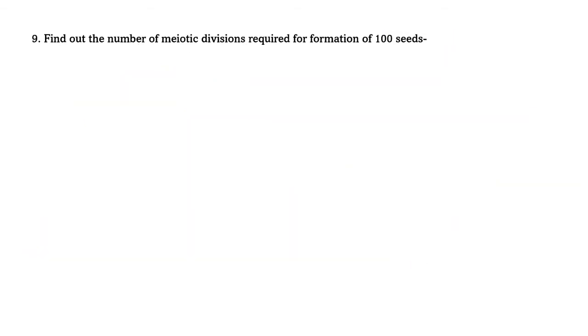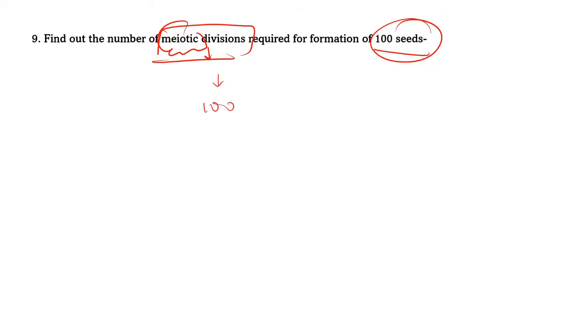Okay, next one, the similar case. It is again about the division, but here it is meiotic division. Find out the number of meiotic divisions required for the formation of 100 seeds. To understand this, first we have to know about how the seeds are formed.